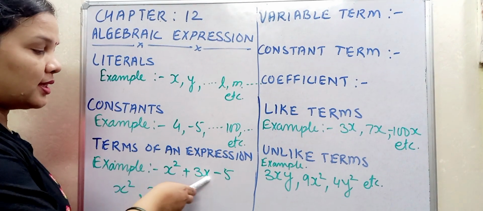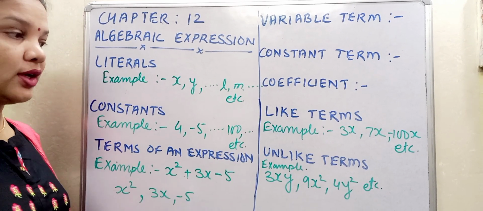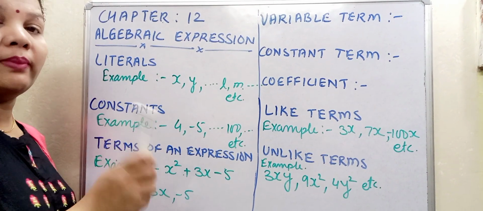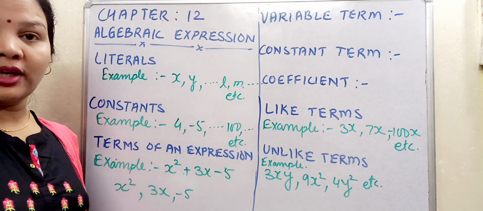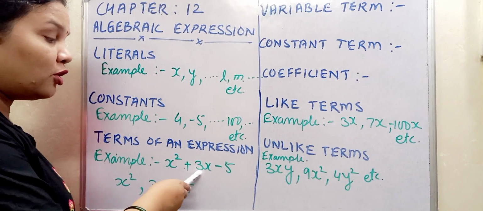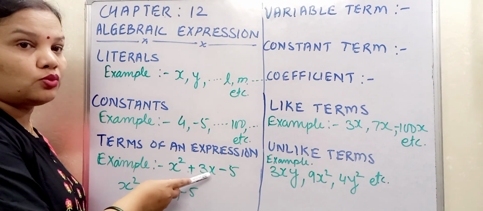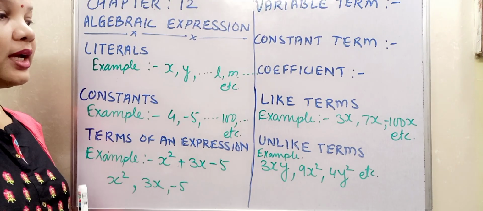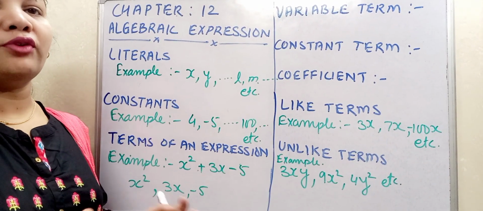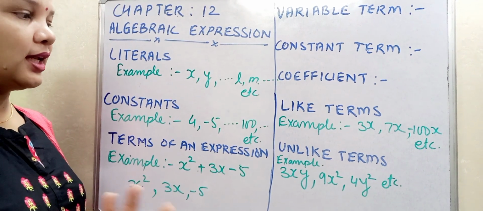Suppose I'm taking this example 3x. So what is the coefficient? If I'm talking about the numerical factor, then 3 is the numerical factor, and so the numerical coefficient for this term is 3. But sometimes, in general form, we can take any other example.